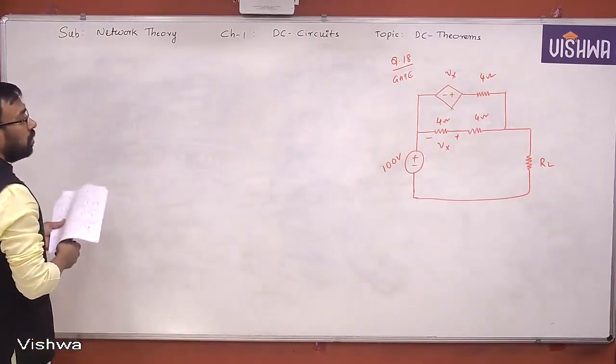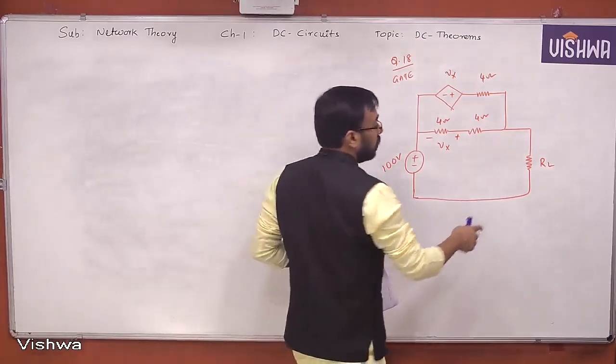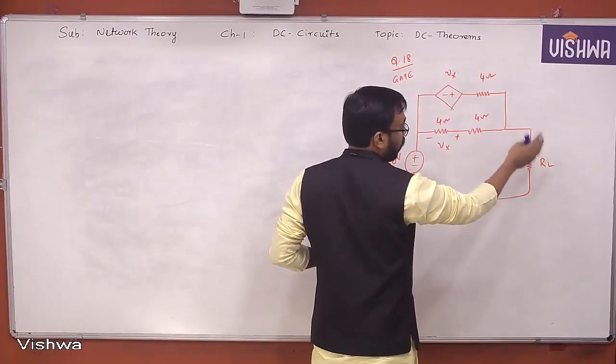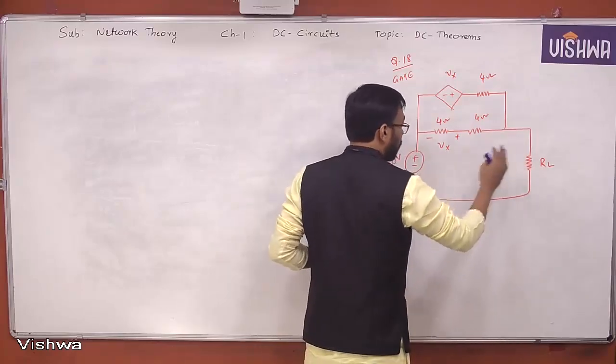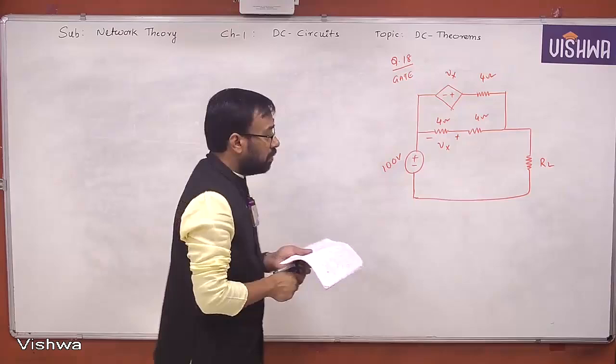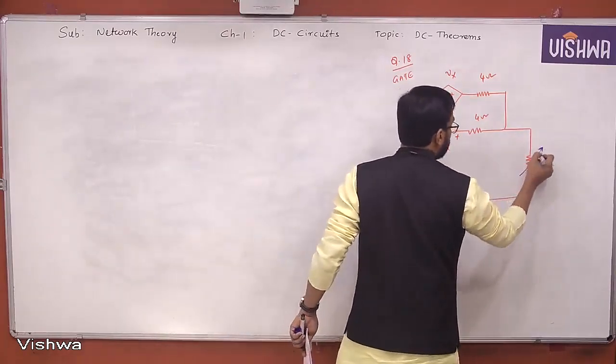Okay. So now it is a dependent source problem. And what is the question actually here? What value of RL will maximize the power delivered to RL? That means he's trying to vary RL and he wants to get maximum power to RL. So definitely this problem comes under the maximum power transfer theorem. So it is clear that RL is variable.